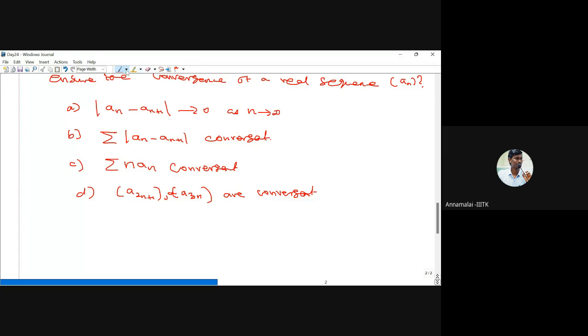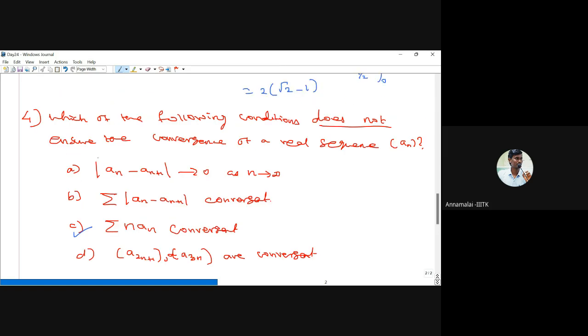Okay. So what is the thing? So clearly, the third one. If this is true, then we cannot say an does not converge, because what is the question? Which of the following conditions does not ensure that the sequence is convergent? But if you look at the third option, n into an is a convergent series. So that means n into an converges to 0. The nth term always converges to 0 if the series converges.